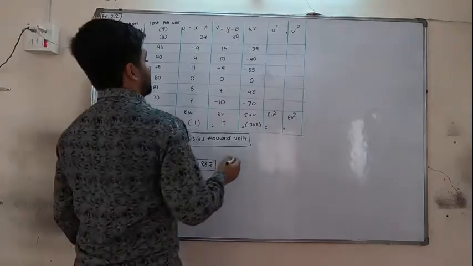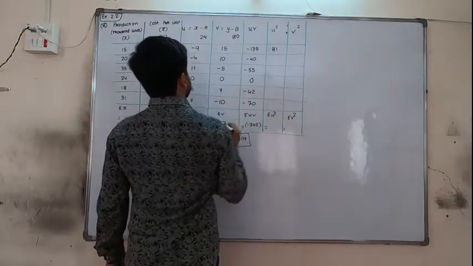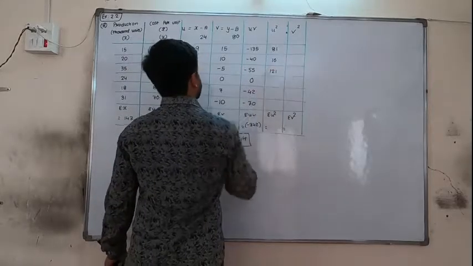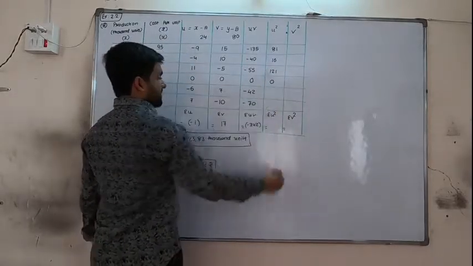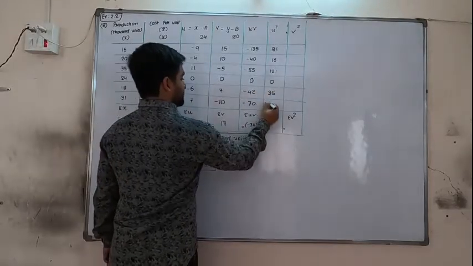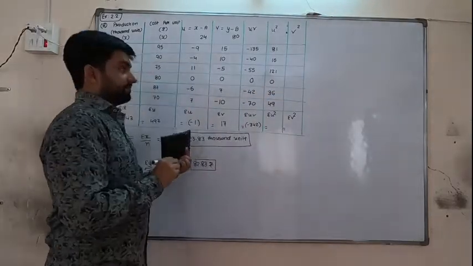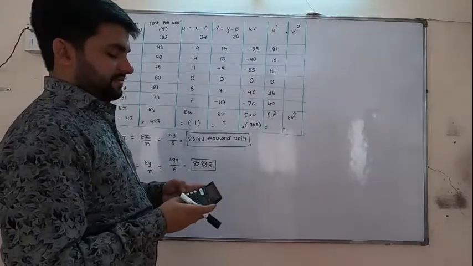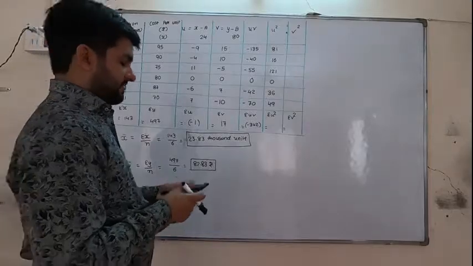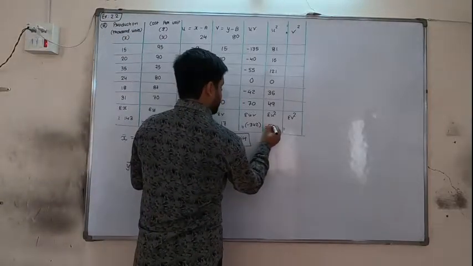U square. 9 square 81, 4 square 16, 11 square 121, 0 square 0, 6 square 36, 7 square 49. 81, 16, 121, 36, 49 gives 303.